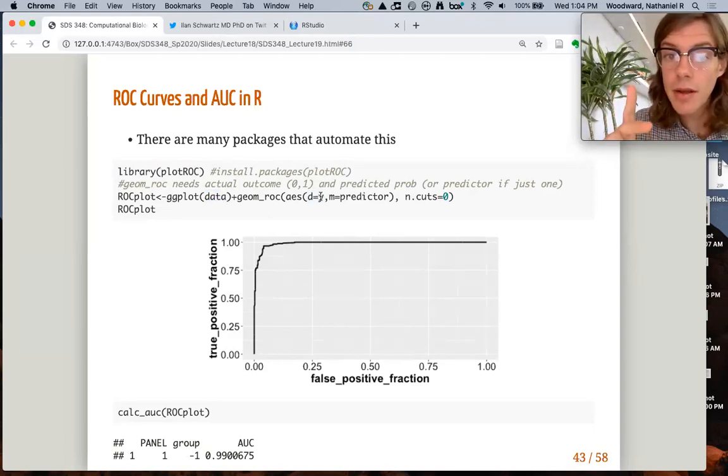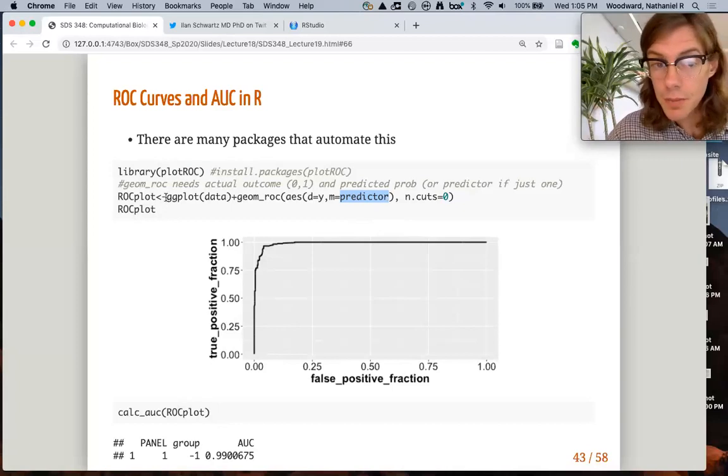1, 0. And then the next thing, you'll give it the predictor, like, either the predicted probability or the log odds, or if there's just a single predictor, you can just give it that predictor, right? Probably just give it the predicted probability. That's the easiest thing to do here. And if you do that and run it, it'll plot your ROC curve. And that's pretty good, right? That looks great. This is for the cancer example.